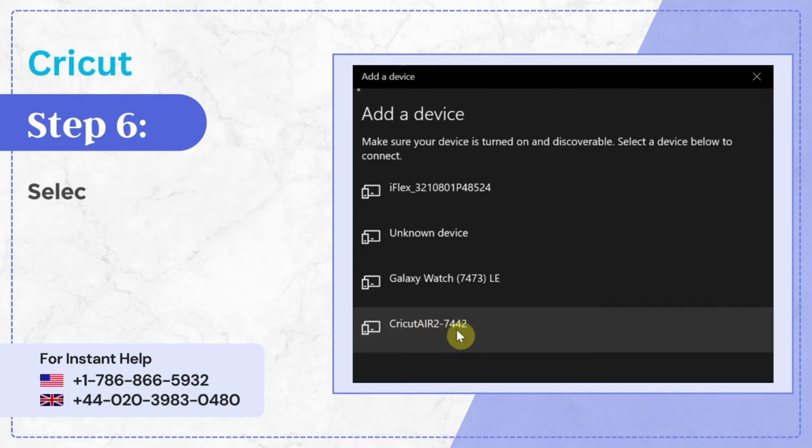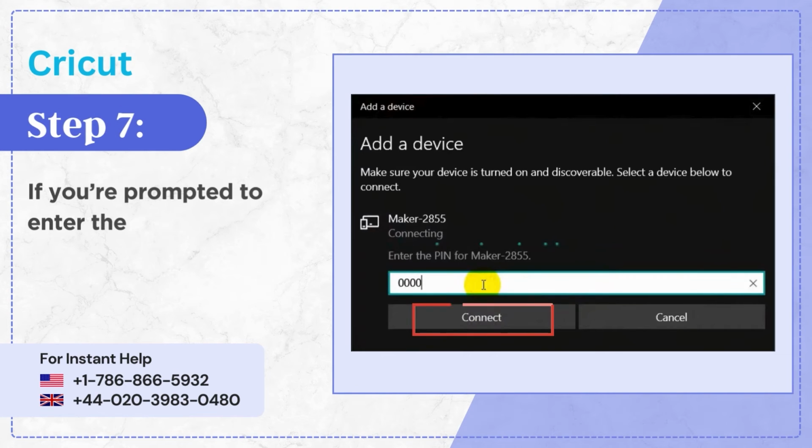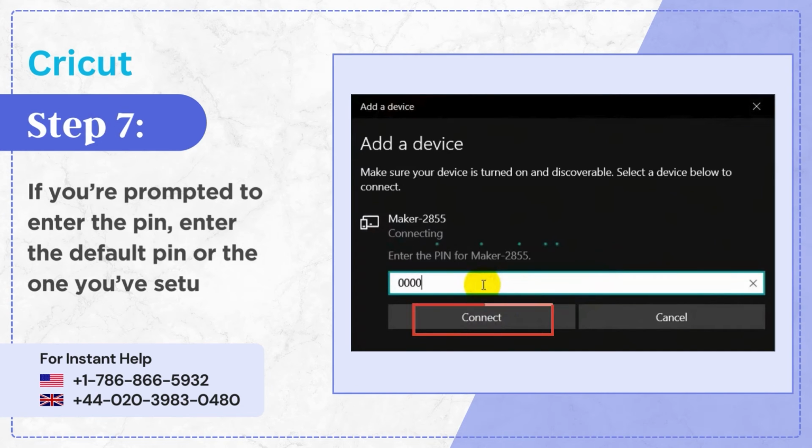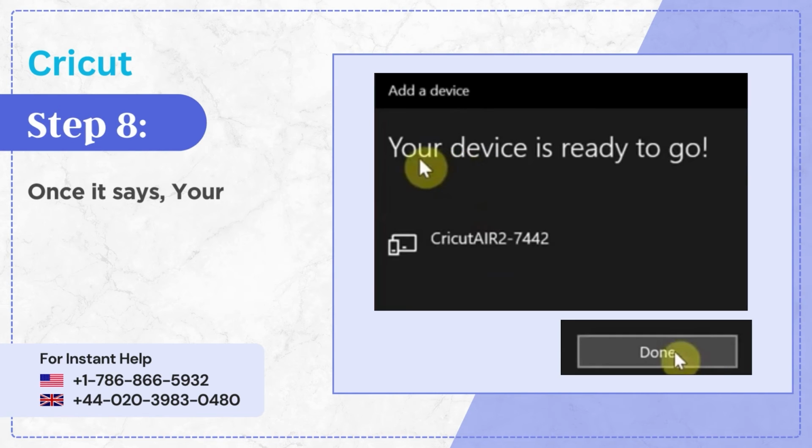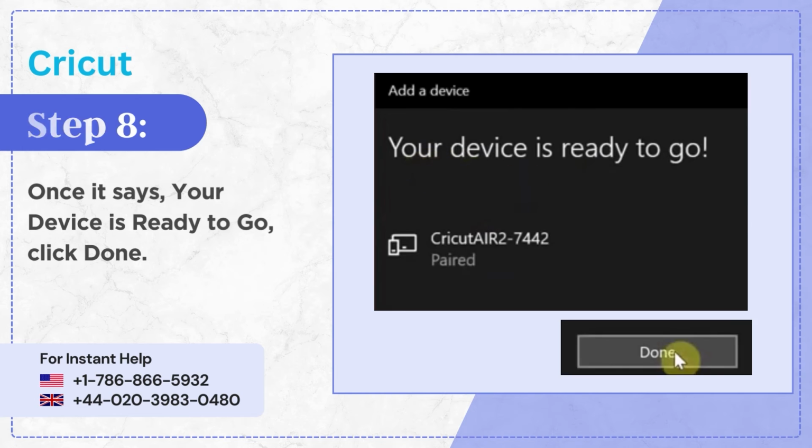Step 6. Select your machine from the list. Step 7. If you're prompted to enter the PIN, enter the default PIN or the one you've set up and click Connect. Step 8. Once it says your device is ready to go, click Done.